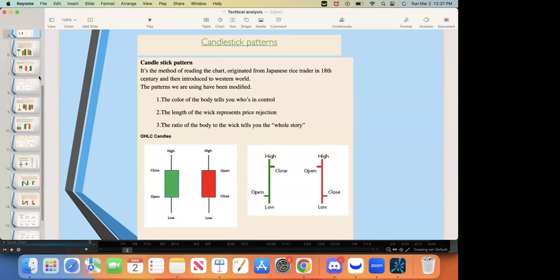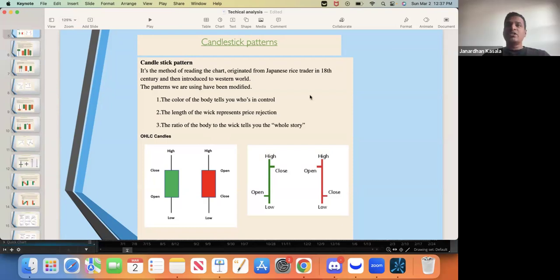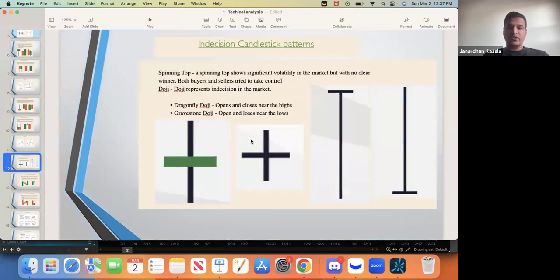We have a question. It says, why is the body empty, with no color for some candles? They are called dojis. These are indecision candles.